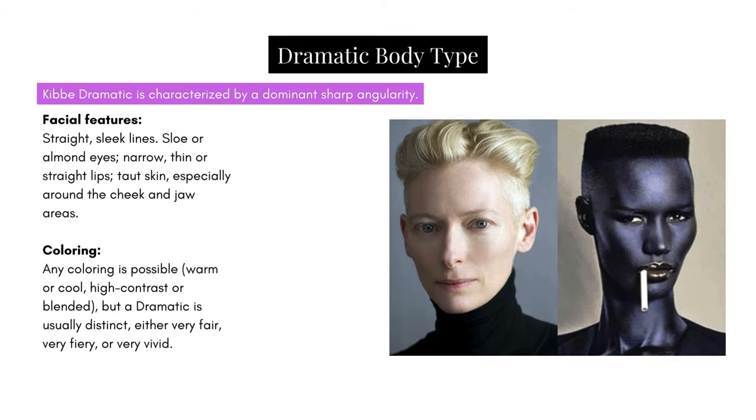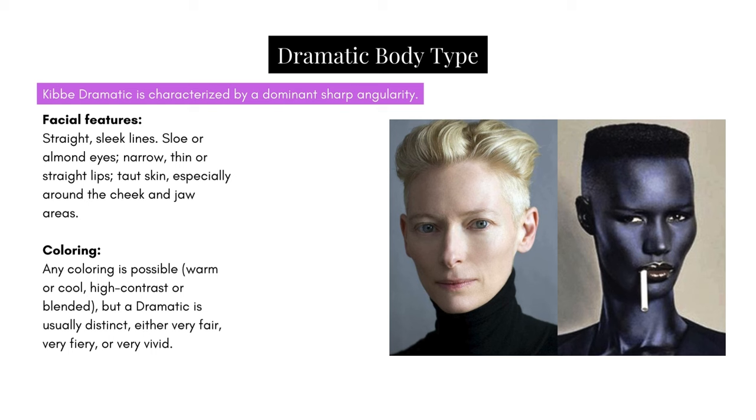The Kibbe dramatic is characterized by a dominant sharp angularity. Their facial features are made up of straight, sleek lines. They may have almond eyes, narrow, thin, or straight lips, taut skin, especially around the cheek and jaw areas. These features may or may not be true for every dramatic woman, but what holds is a general chiseled face structure, a sharpness and angularity, and a face that can generally be described as striking.